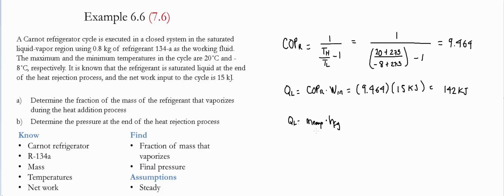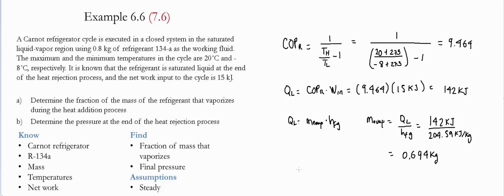Therefore, we now could solve for the mass of vaporization. That's the amount of QL divided by HFG. We calculated 142 kilojoules, and from the table we found it to be 204.59 kilojoules per kilogram, and we find that the mass of vaporization is equal to 0.694 kilograms.